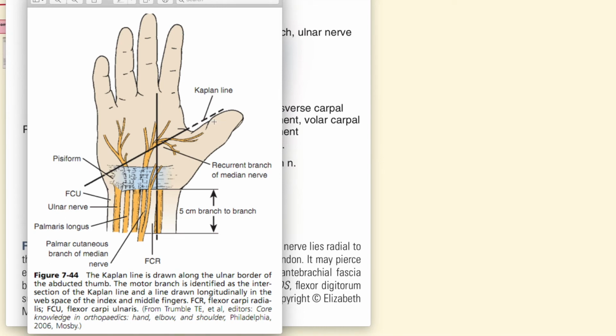Now moving on, you also need to be familiar with what we call the Kaplan line. The Kaplan line is a line that is drawn along the ulnar border of the abducted thumb up to the pisiform.